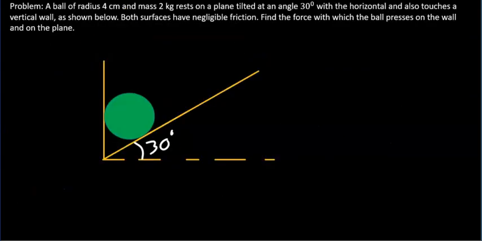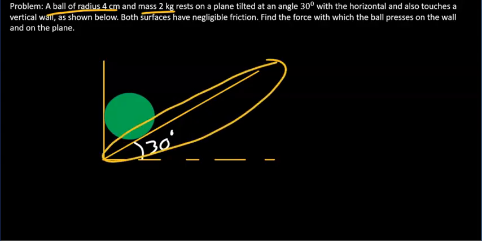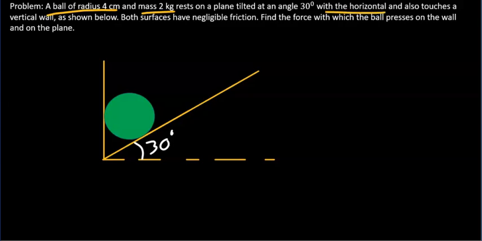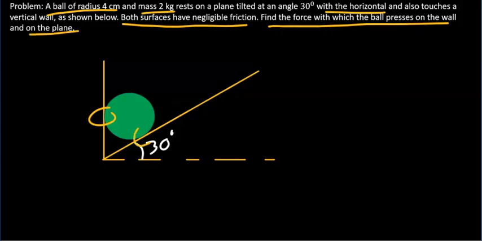Problem 2. A ball of radius 4 cm and mass 2 kg rests on a plane tilted at an angle of 30 degrees. So that is the plane. It makes 30 degrees with respect to the horizontal and also touches a vertical wall as shown below. So the ball is in contact with the wall and also with the plane. Assume that both surfaces have negligible friction. Find the force with which the ball presses on the wall, right there, and also the force with which the ball presses on the plane, right there.